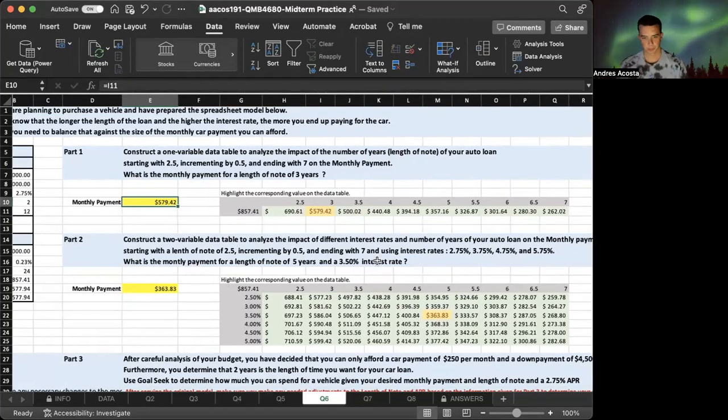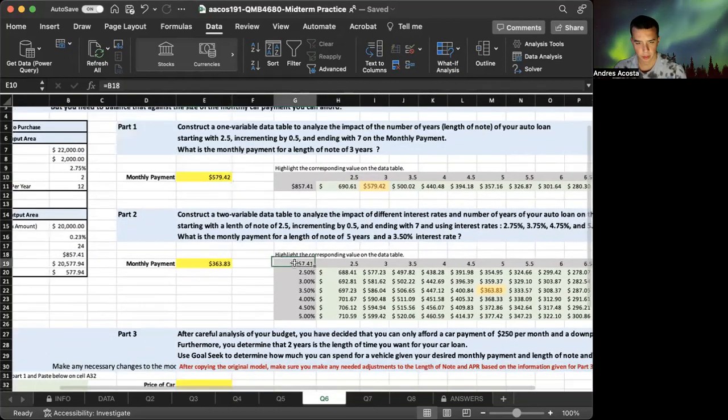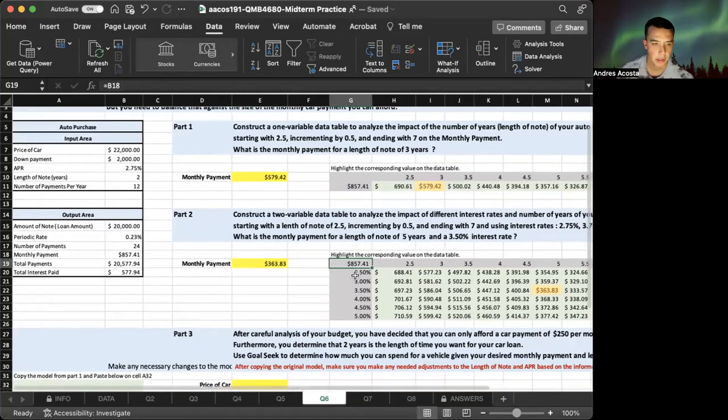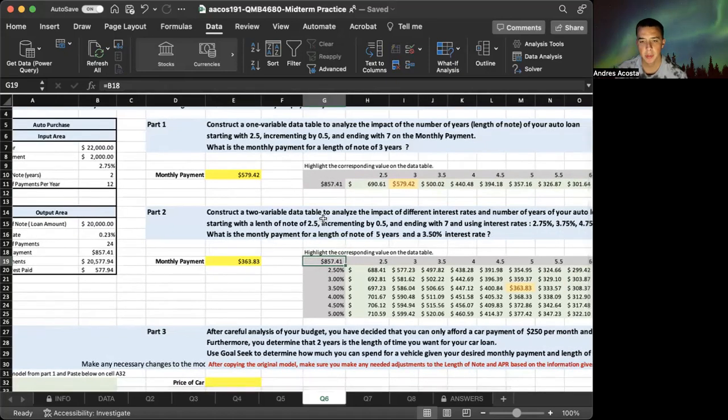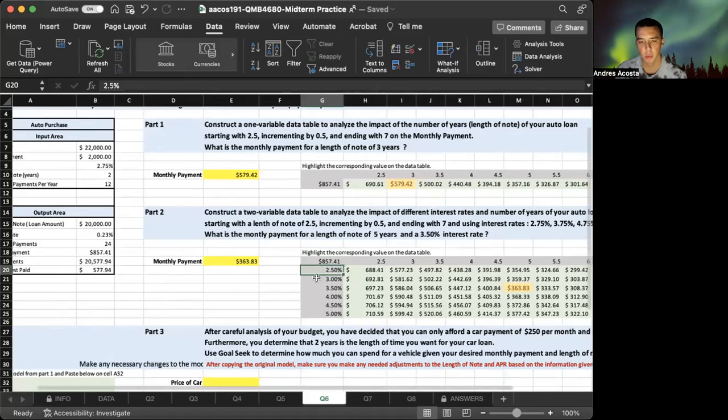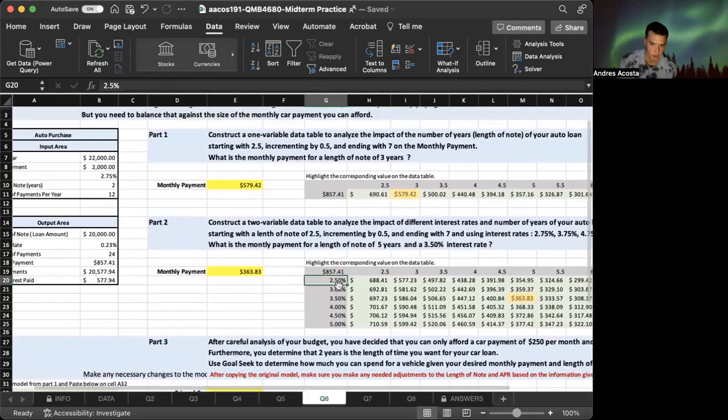3.50% interest rate? As we did up here, first we have to find out what to include in this empty corner right here, which would be the monthly payment. Once again, the monthly payment is 857. If we put it on another cell, we would get rid of our 2.50% interest rate. That's why we leave this corner empty to put our monthly payment here.